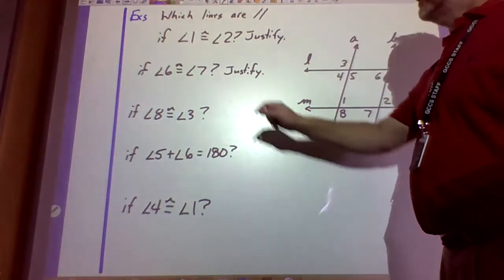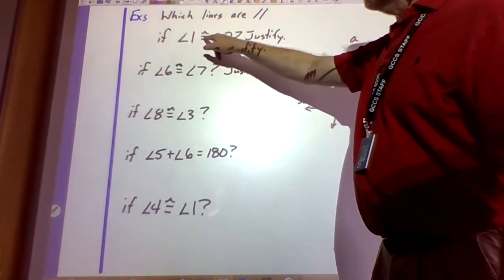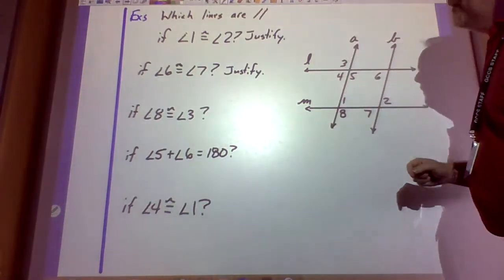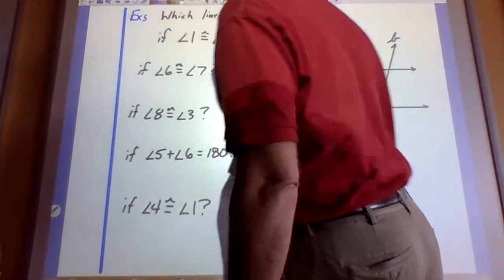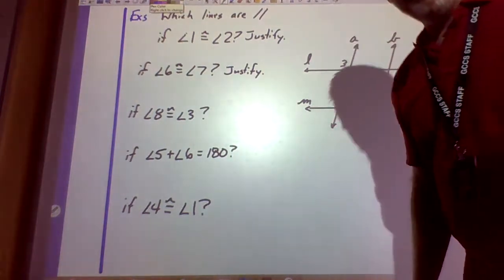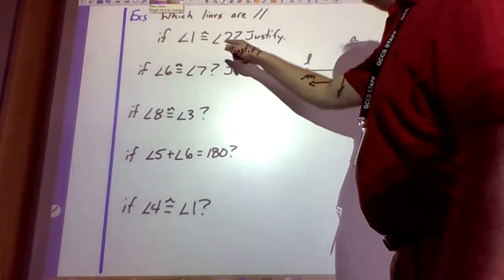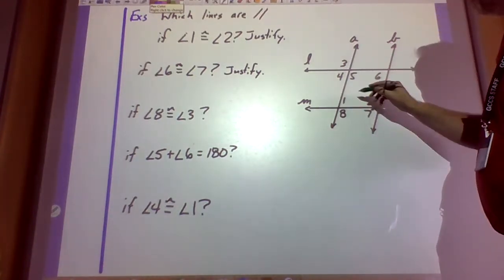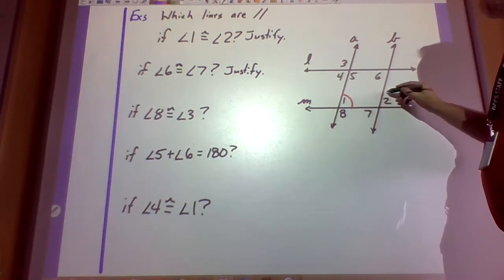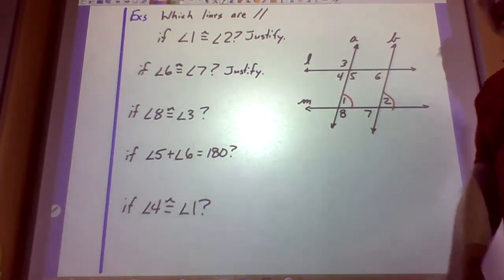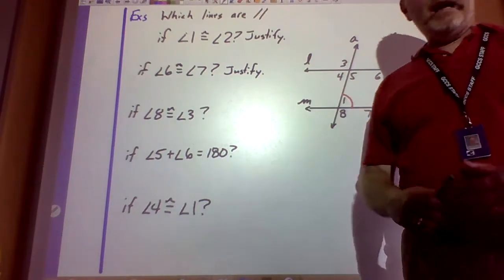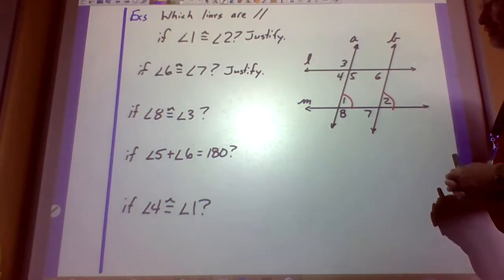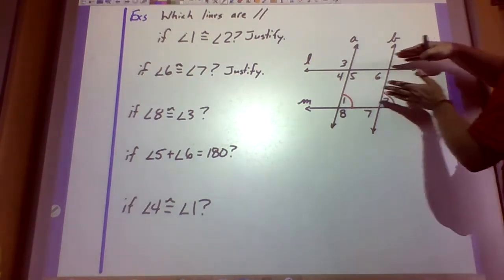So here we go. The first one says, if angle 1 is congruent to angle 2, which lines would be parallel, if any? So I'm going to go ahead and mark that. I'm going to mark angle 1 being congruent to angle 2, and as we learned in a previous chapter, you do that with a swoosh. So I'm going to put a red swoosh on angle 1, a red swoosh on angle 2, and now I look to see which lines would be parallel based on that information. First thing I'm going to do is check lines L and M.